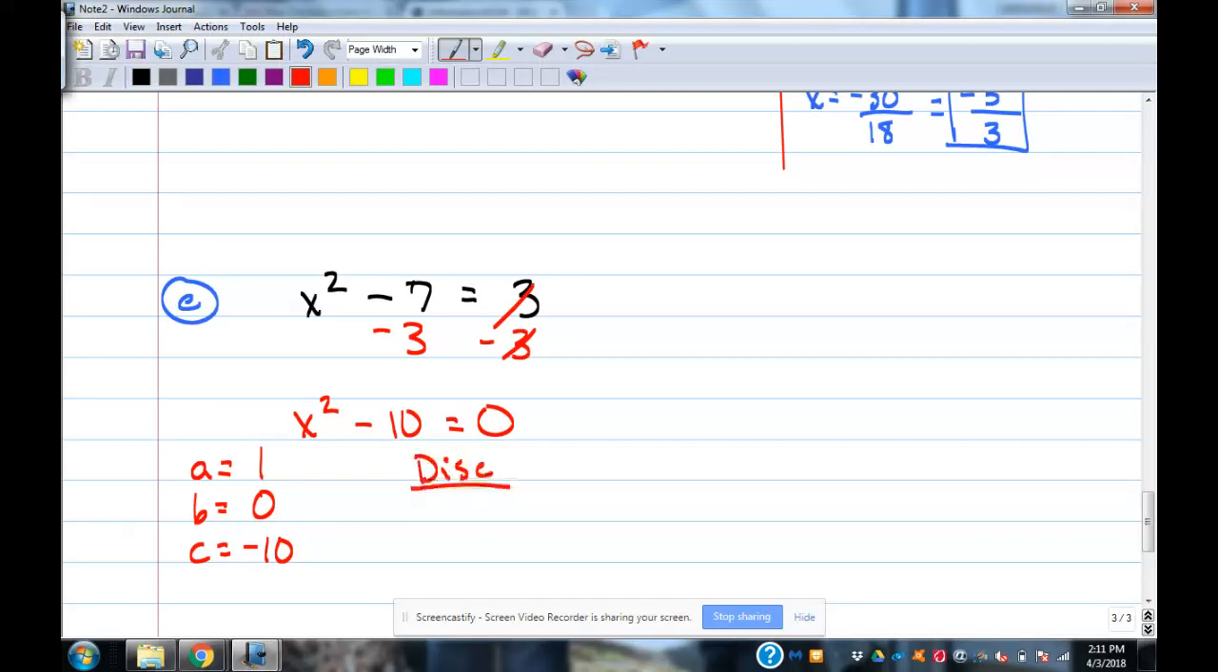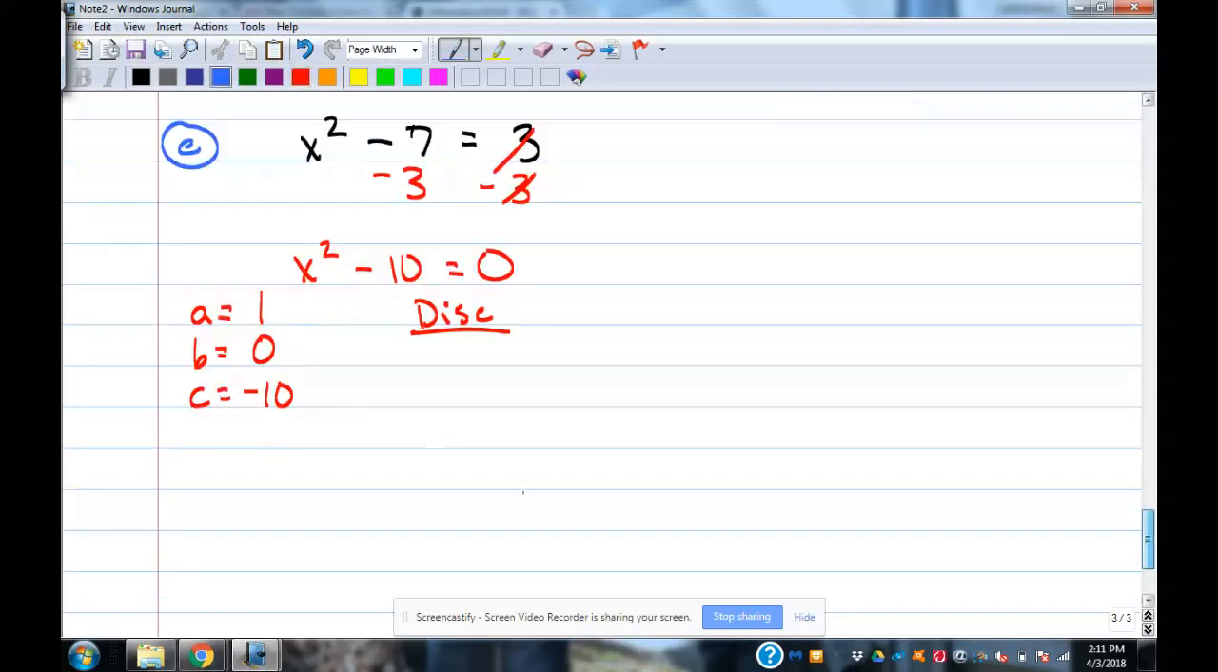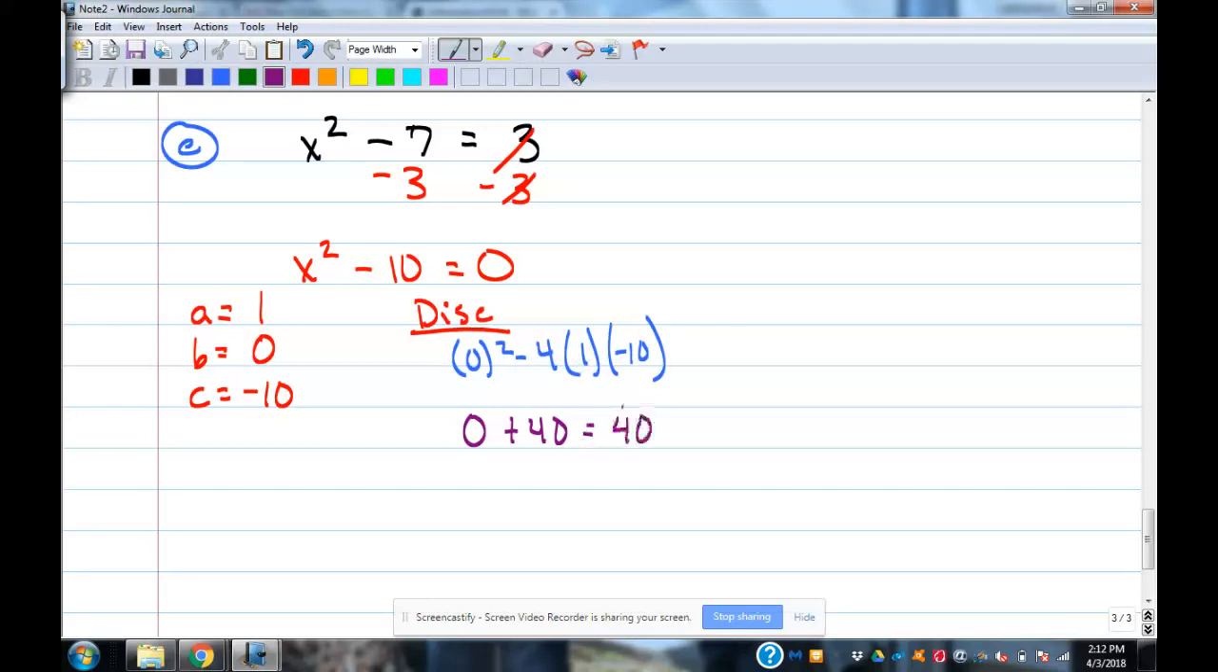Let's find the discriminant. At this point you remember the formula. You don't have to write it down every time. So it's 0 squared minus 4 times 1 times -10. It's b squared minus 4ac if you forgot. It'd be plus 40 because -4 times -10 is a positive 40. So our discriminant is 40.